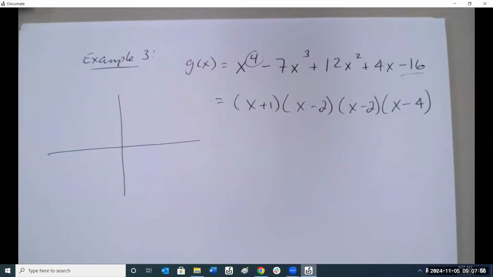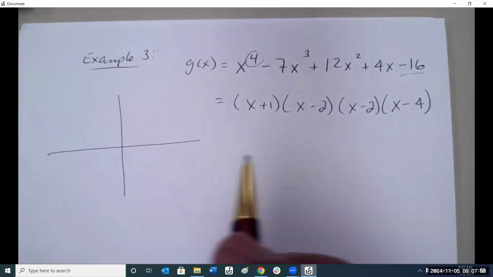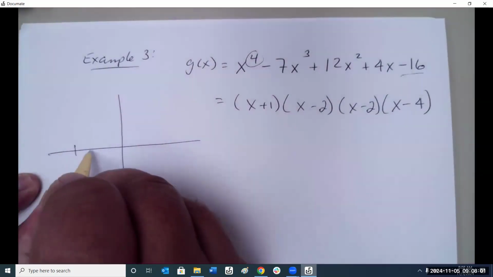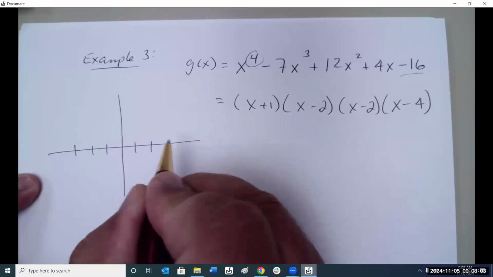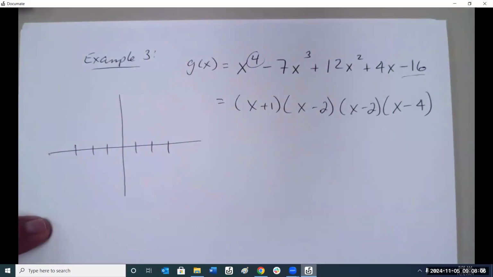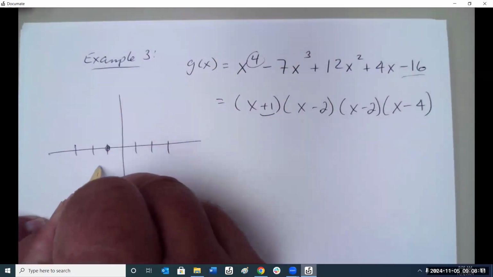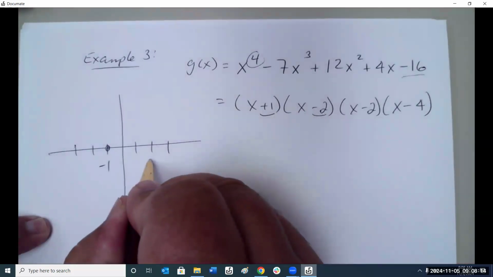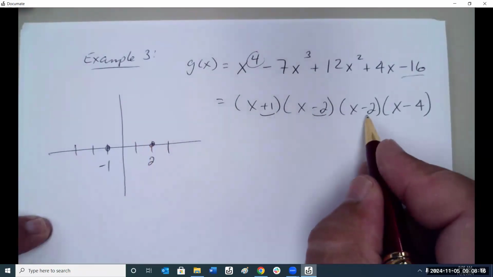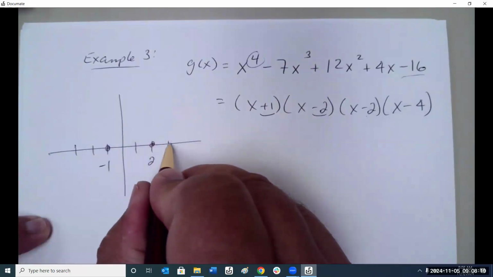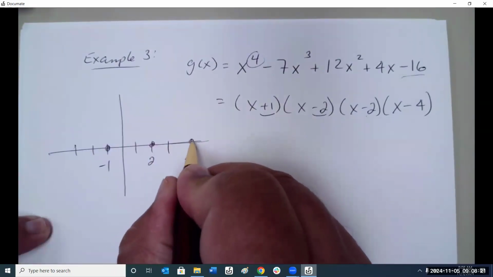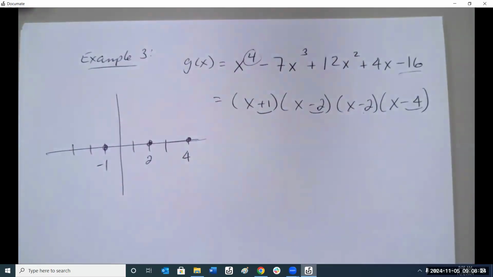Both ends go up, right? So what are my x-intercepts? Yeah, -1, +2, +2, and +4. It's always the opposite of what's inside the parentheses. Any questions so far?